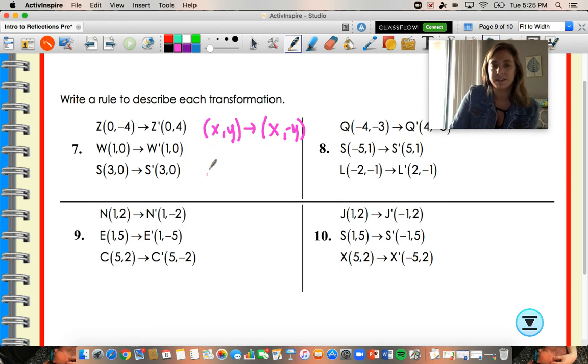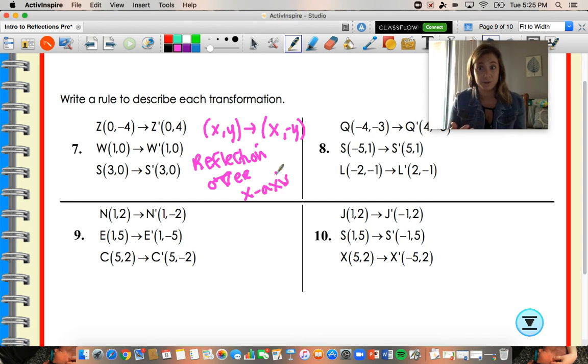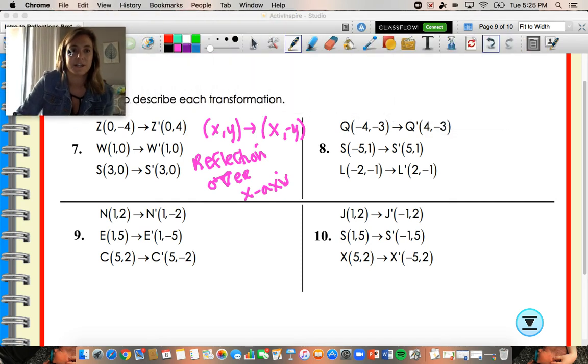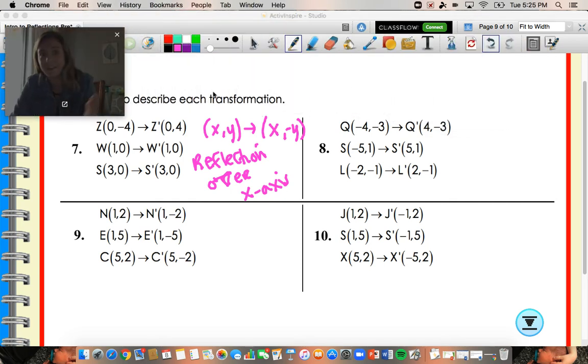Well, if X stayed the same, that's going to be a reflection over the x-axis, right? Try to challenge yourself and see if you can do it without notes, right? That's our ultimate goal here, is that we understand it enough that we're not checking each time.